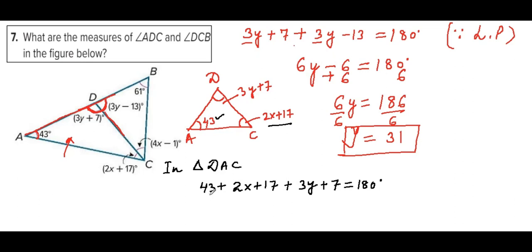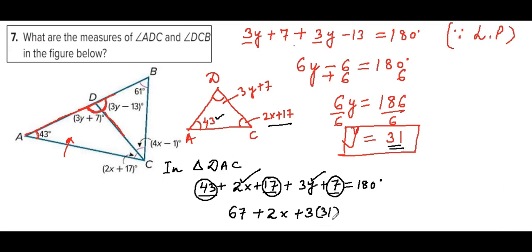Now you can add the numbers first: 43 plus 17 plus 7. 43 plus 17 is 60, so this will make 67. So firstly I'm adding the numbers, 67. Then what is left? 2x as it is. 3y: y we have, 31 is the y. So in place of y I will write 31, equal to 180 degrees.